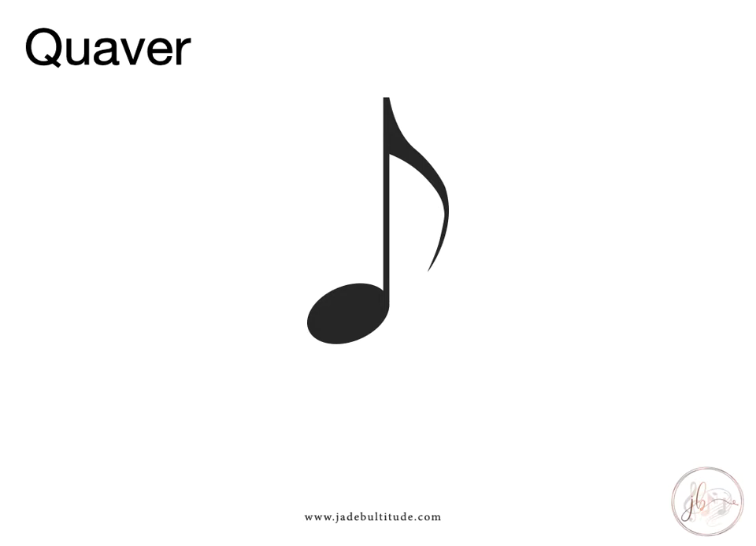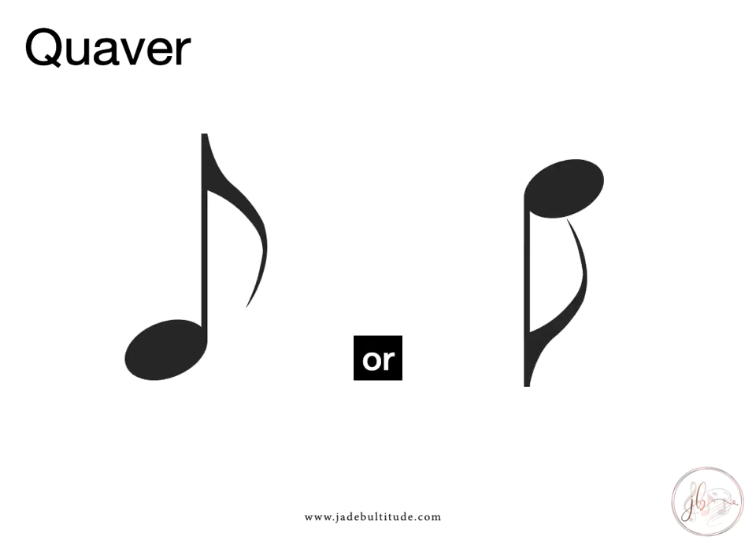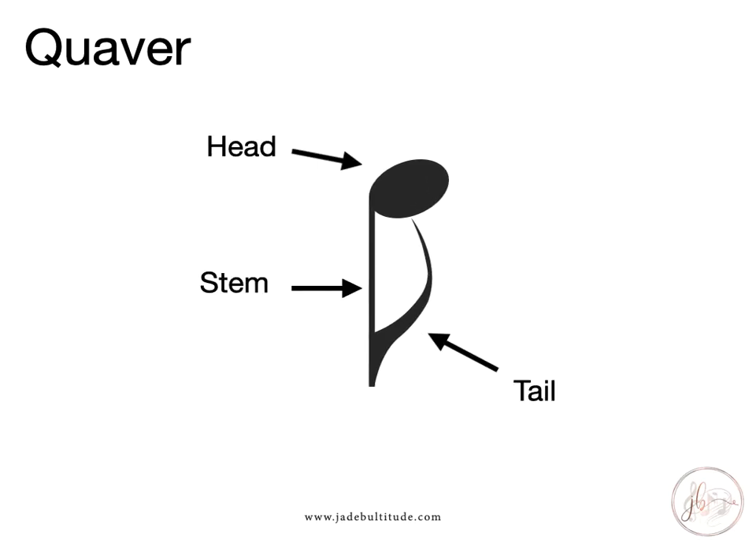So as you can see here, we have a quaver. This consists of a head, a stem, but additionally a tail. It can be shown in two different ways, either with the stem facing up or the stem facing down, depending on where it is on the stave. With the stem facing down, it also has a head and a tail.